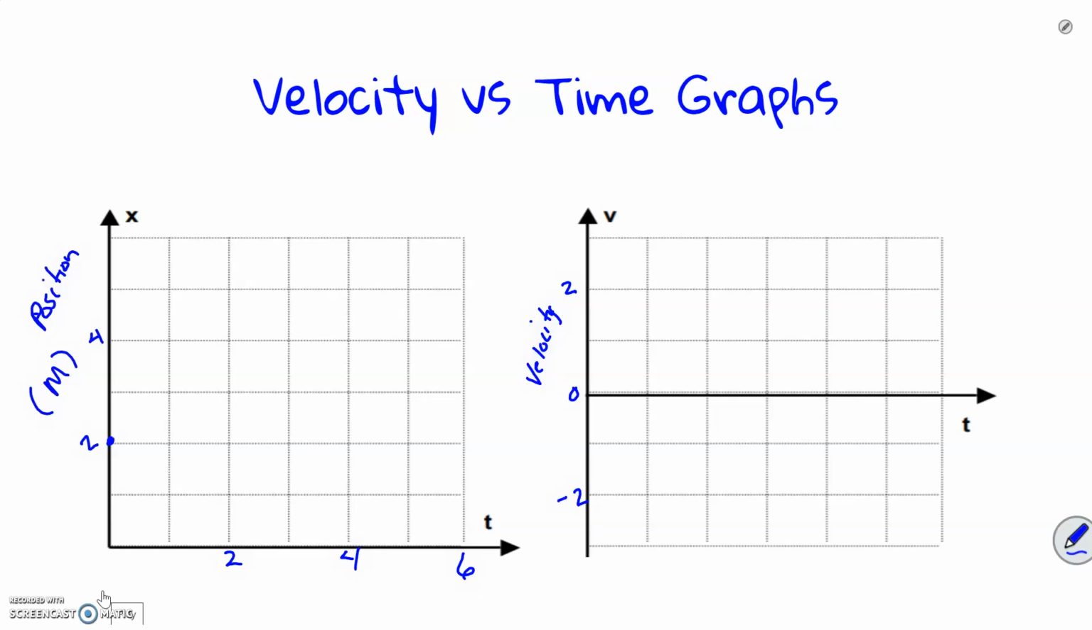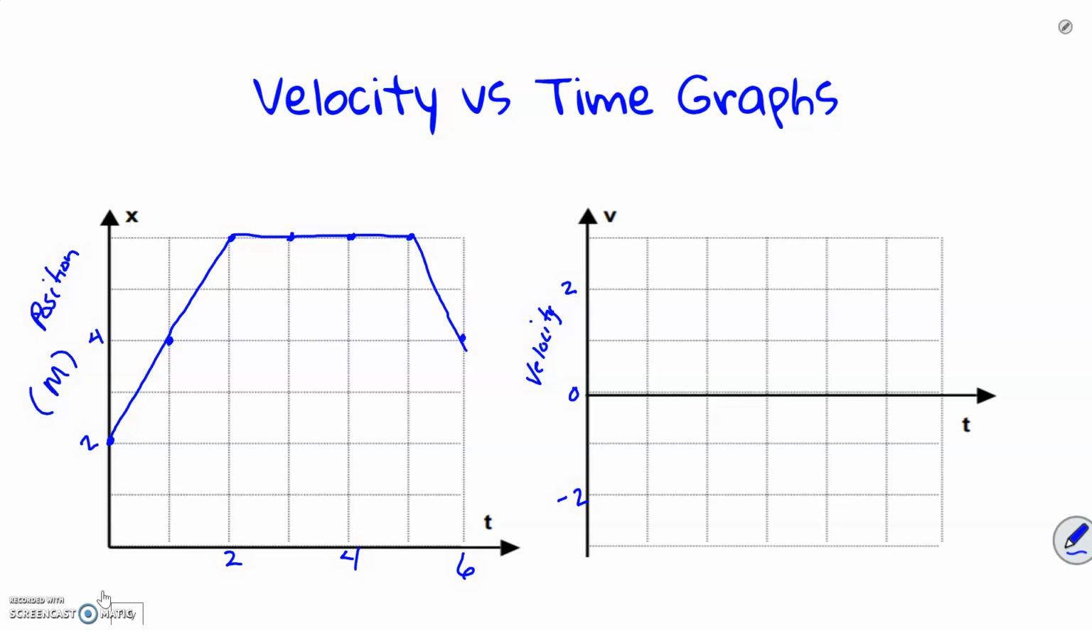And then at 1 second, I was at 4 meters. At 2 seconds, I was at the 6 meter mark. And then I was at the 6 meter mark for the next second, and the next second, the next one. And then in the final one, I ended up back at the 4 meter mark. So it looks like my position time graph looks something like this.